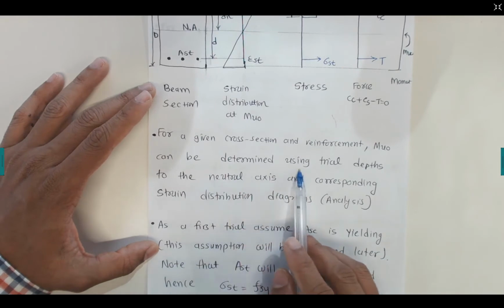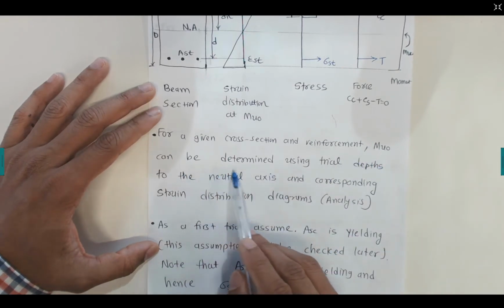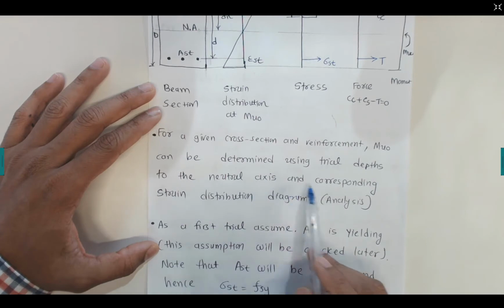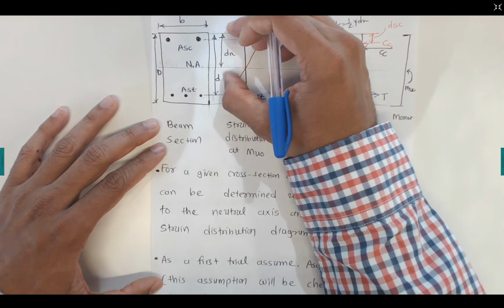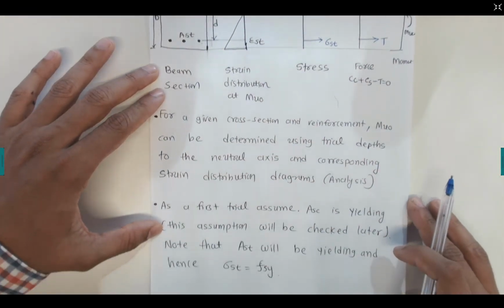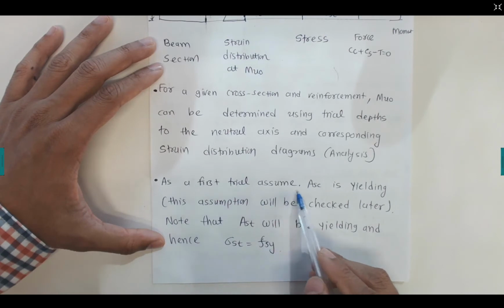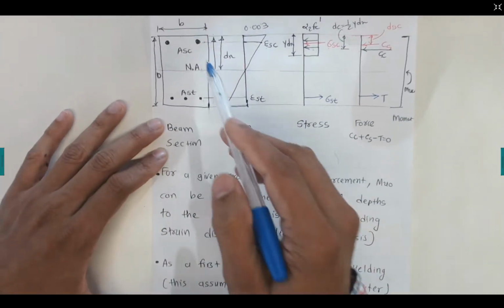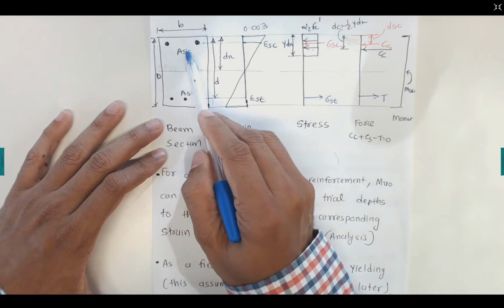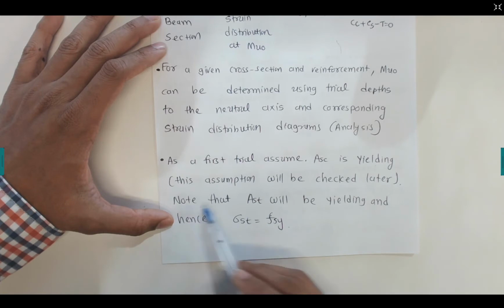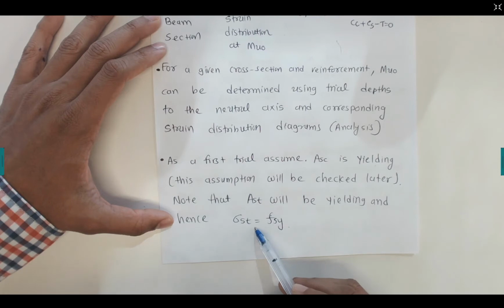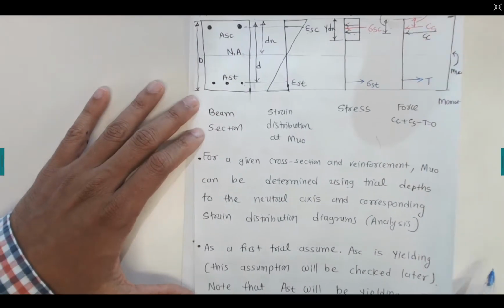Now for the given cross section and reinforcement, Muo can be determined using a trial depth of the neutral axis and the corresponding strain distribution diagram analysis. If we don't know this dn value, we need to assume a dn value, try it, and we can find Muo. At the first trial, assume Asc is yielding, so we make the assumption that the top reinforcement is at yield. This assumption needs to be checked for the trial dn value, and note that Ast will be yielded, and hence the tensile steel stress is equal to the yield stress.